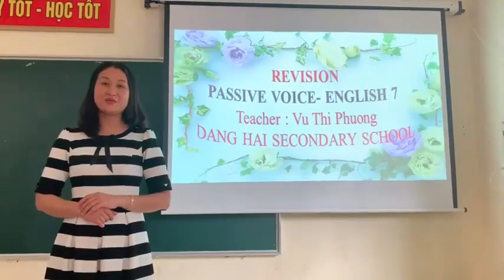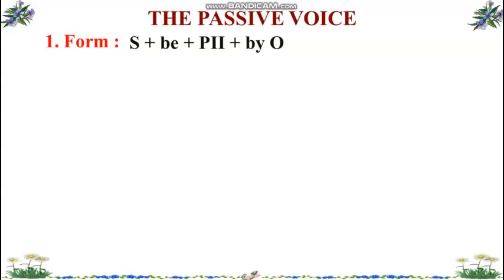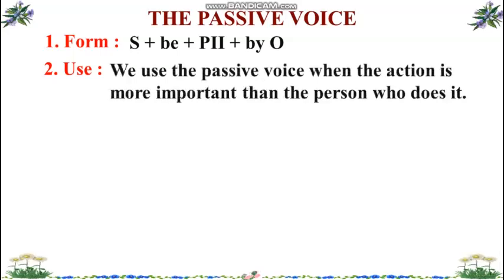Today we will together revise the passive voice in English 7. First, look at the form. The passive voice has the subject, be, past participle, and by object. We use the passive voice when the action is more important than the person who does it.